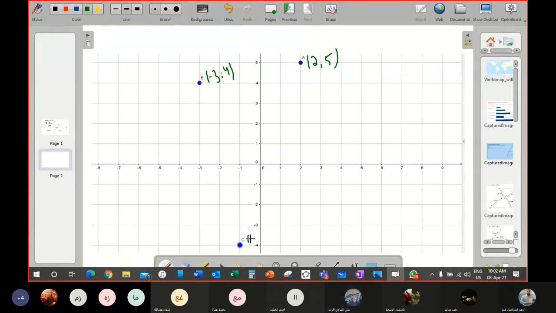We start from the abscissa. The abscissa is -1. And the ordinate? -4. So each point to be plotted on the coordinate system should have two coordinates, the abscissa and the ordinate, like these examples.